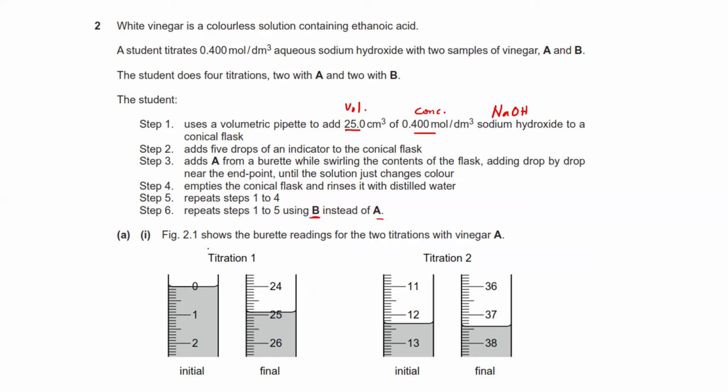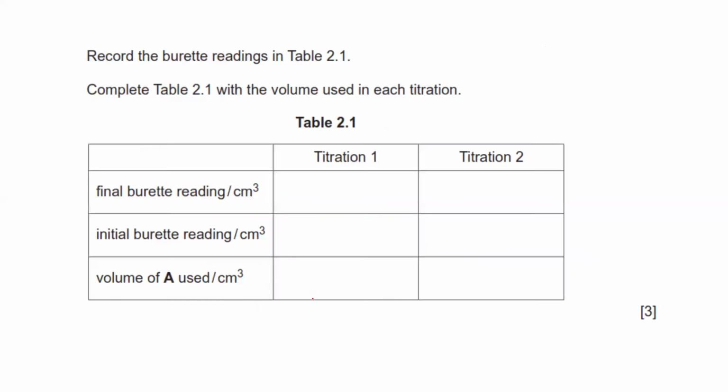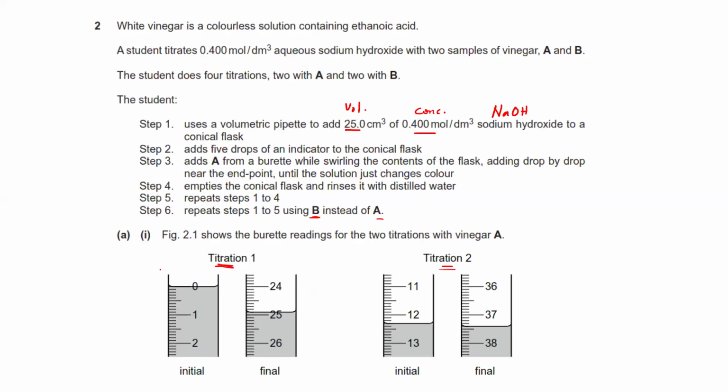Then part A says figure 2.1 shows burette readings of 2 titrations with vinegar. So this is your titration 1, this is your titration 2. The student has performed 2 titrations and a certain volume of vinegar has been utilized. Now record the burette readings in table 2.1: final value, initial value, and the volume used. For titration 1, initial value is 0, final value is 24.9. Here the initial value is 12.3. The final value is 37.4. So now let's record them.